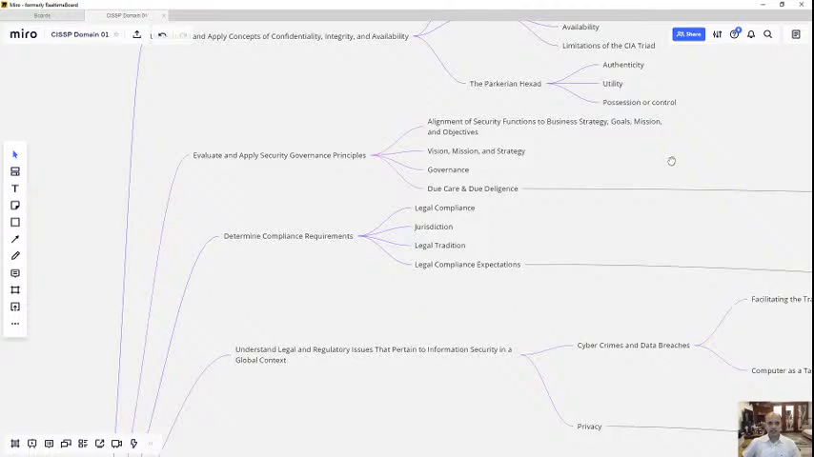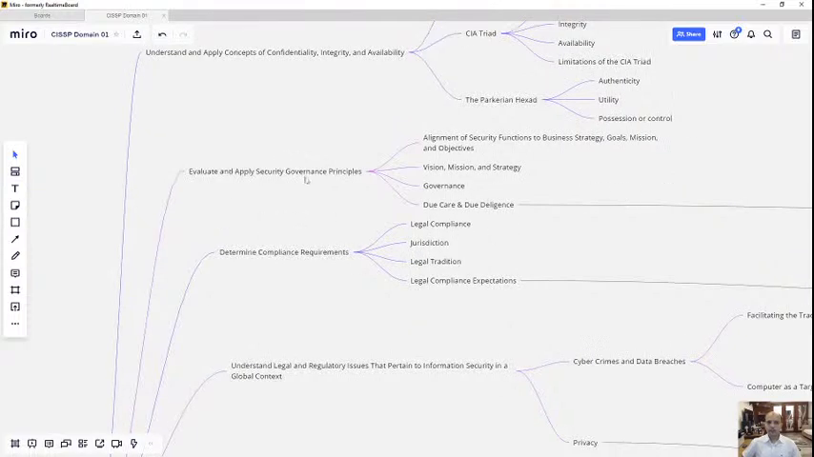Then the second topic is evaluate and apply security governance principles as per the CBK. So in this particular subtopic, I need to understand the alignment of security functions to business functions.